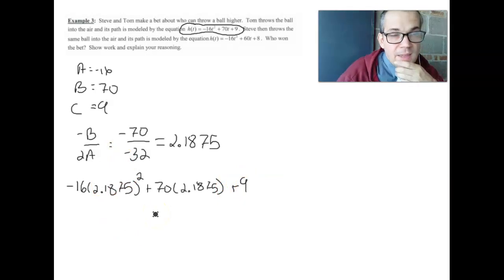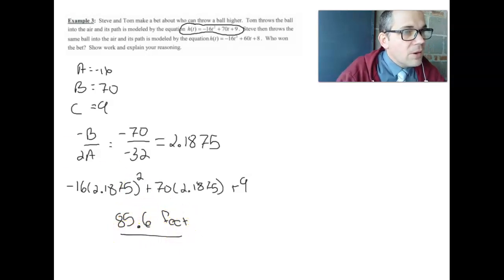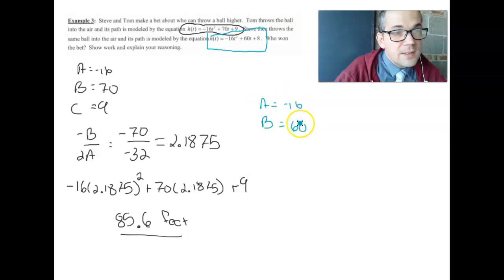Assuming I didn't make any weird keystroke errors, I got a height of 85. We'll round to the nearest tenth. 85.6 feet. I rounded off a little bit. So that's Tommy's deal. Or Tom. And now we'll try Steve. His values for A, B, and C are a little bit different. His value for A is going to equal negative 16. The value for B is going to equal 60. His value for C is going to equal 8.